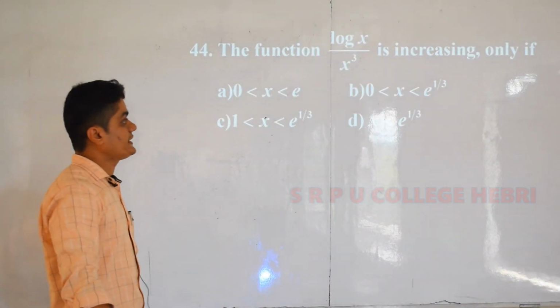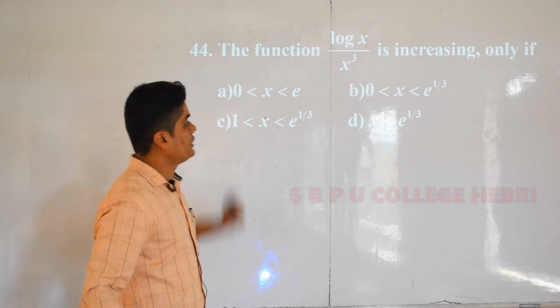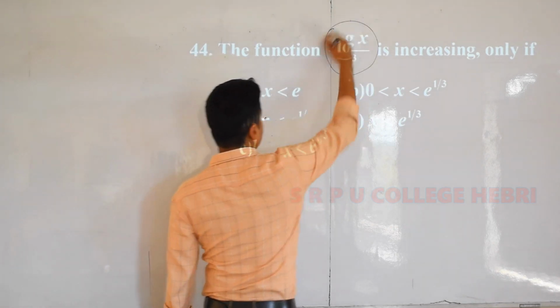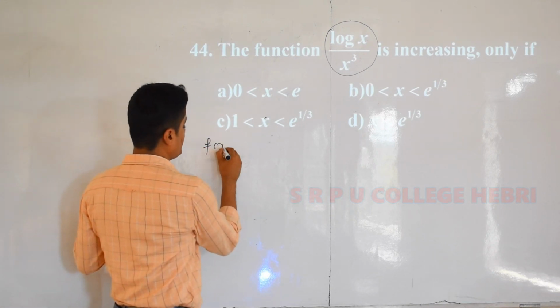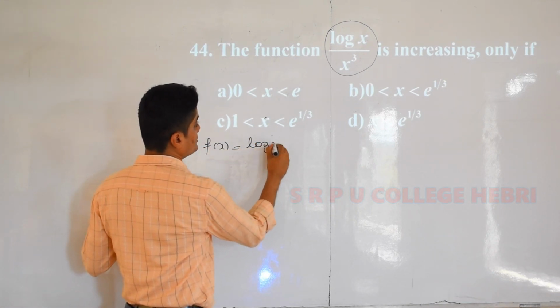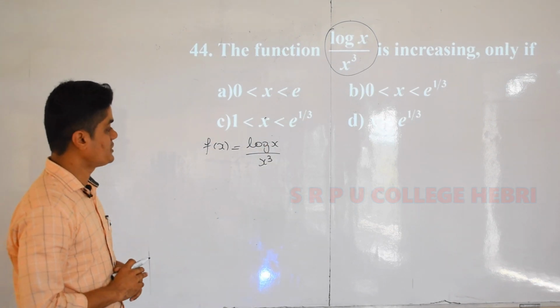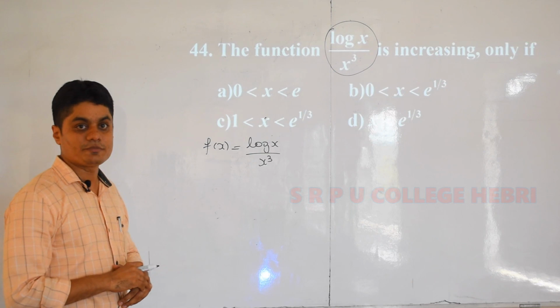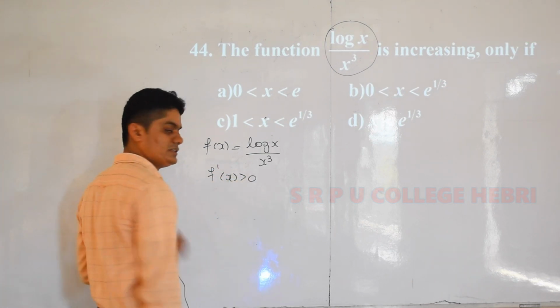The function log x by x cube is increasing only if... So we have to find out the interval where this function is an increasing function. You know, f of x or y is equal to log x by x cube. We have to find out the interval for which this function is increasing. Find out the increasing function condition: you know, f dash of x must be greater than 0.